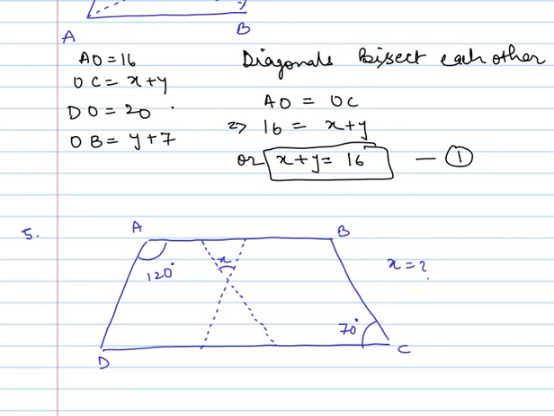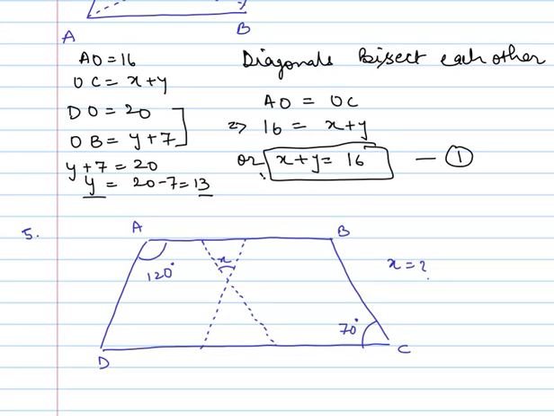For the second equation, we will equate DO equal to OB. So we can simply write y plus 7 is equal to 20. Now with this we can say y is equal to 20 minus 7 makes 13. So now we know the value of y equal to 13.